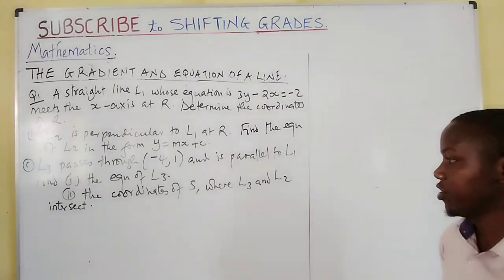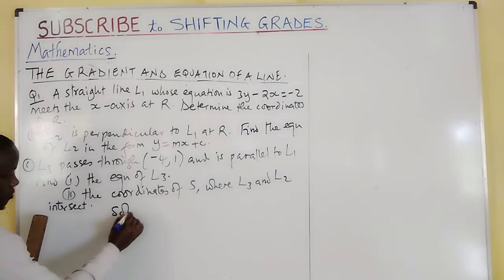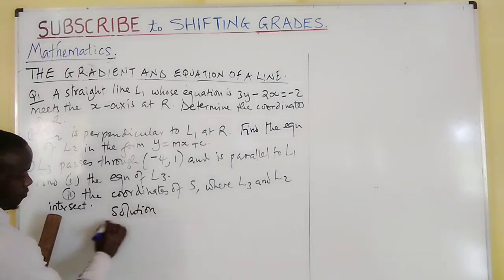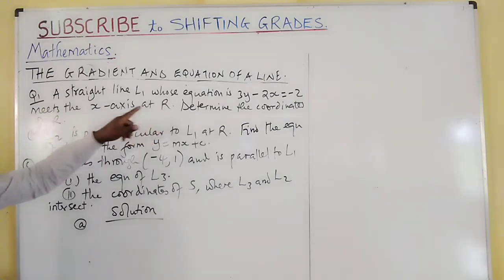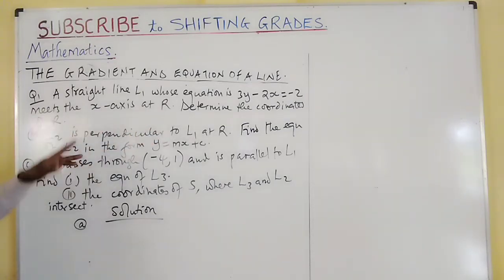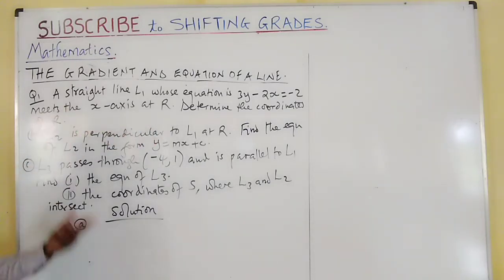Let's work on this question because we have some space. Let me start here. Solution. Part A. A straight line L1 whose equation is given meets the x-axis at R. Determine the coordinates of R. Or else, determine the coordinates of where the line cuts the x-axis, or rather determine the x-intercept.